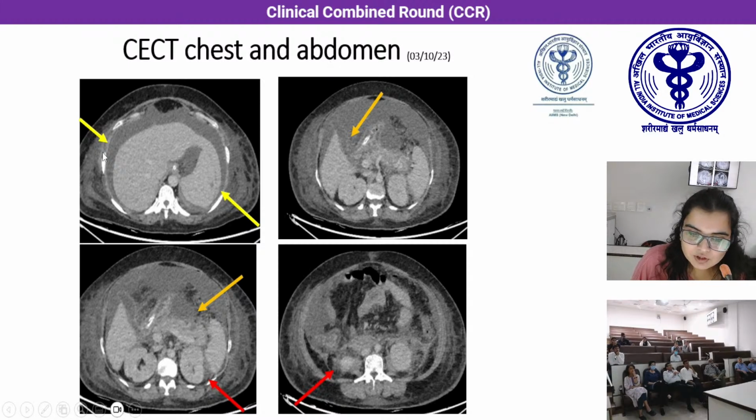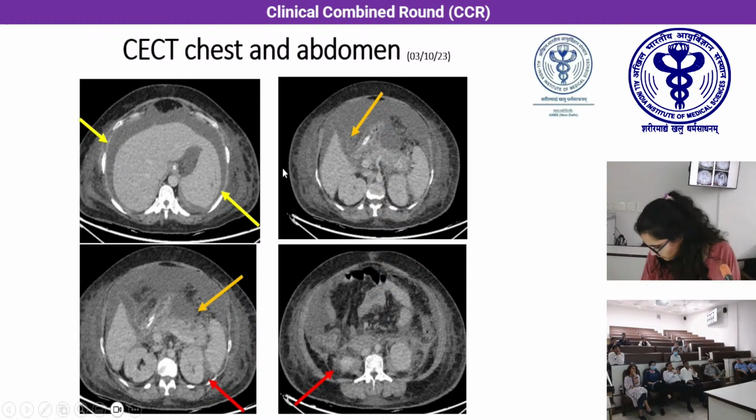Now, coming on to the CECT chest and abdomen sections, which was done on 3rd of October. In the abdominal sections, we can see there is gross ascites. Along with that, there is a hypodense lesion in the spleen. This could represent just a small splenic granuloma. In the gallbladder, there are subtle hyperdensities seen. These are representative of cholelithiasis. The pancreas appears diffusely bulky with significant peripancreatic fluid collection and stranding. Even in the bilateral perirenal spaces, there are fluid collections along with thickening of the anterior and posterior renal fascia. These all are suggestive of acute interstitial pancreatitis.